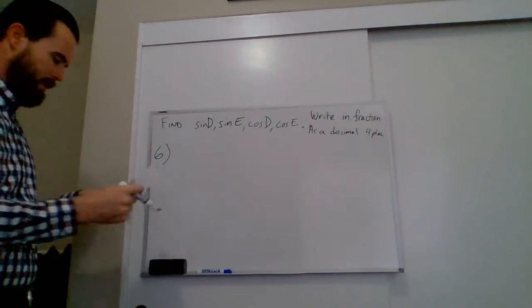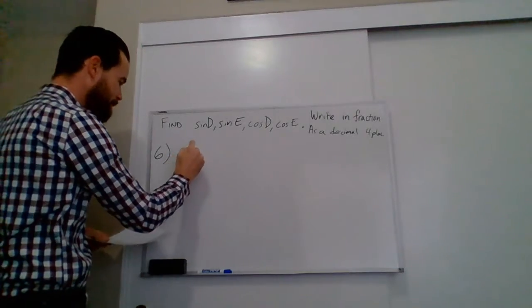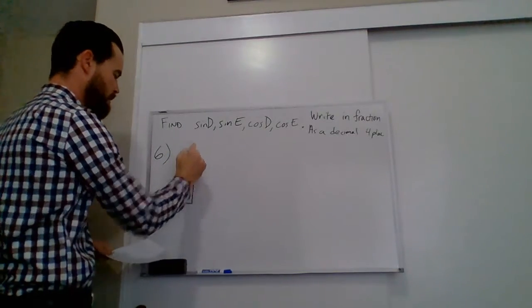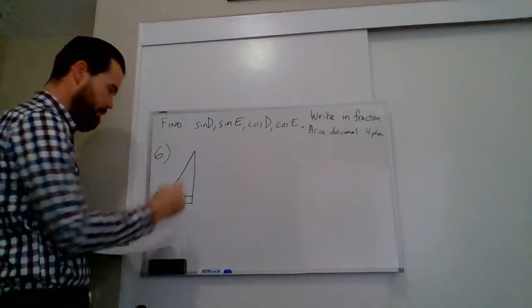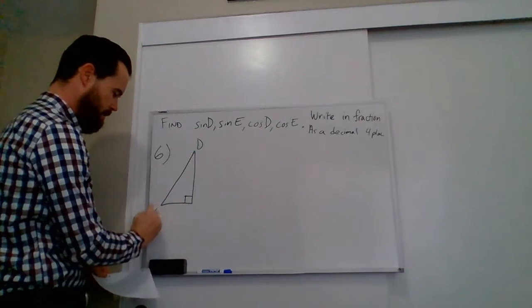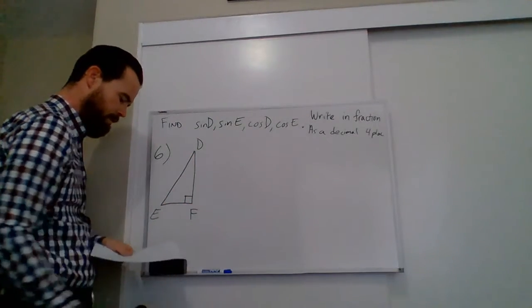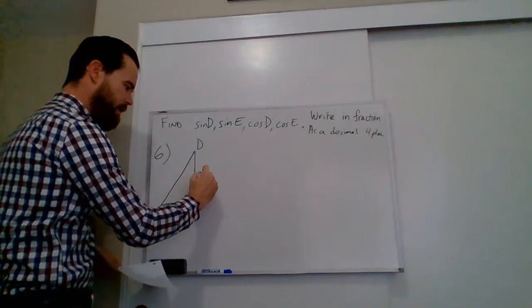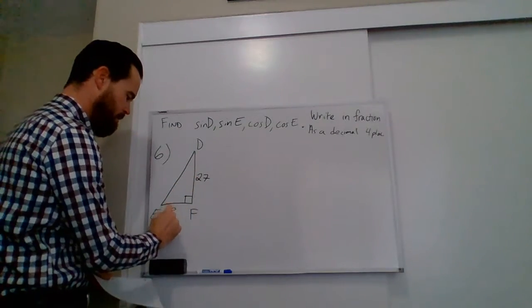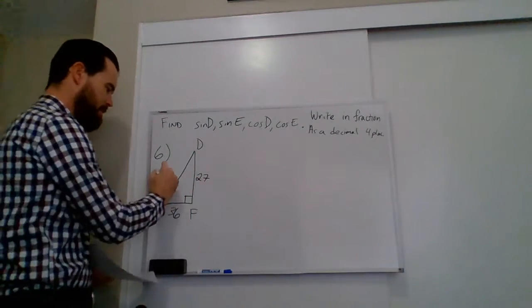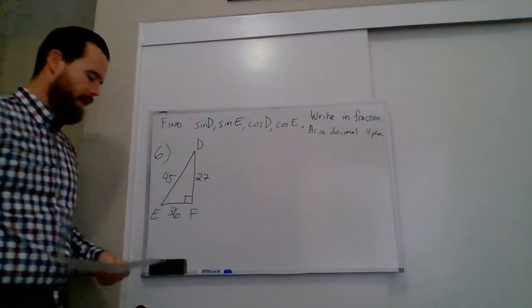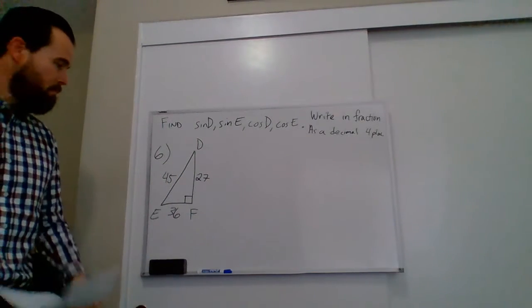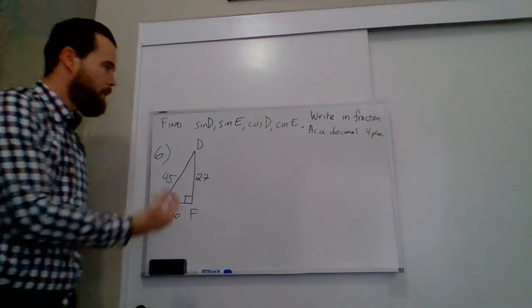So I have that triangle written down. I want to draw it correctly for you guys. So there's our triangle D, E, F. They give us side lengths of 27, 36, and 45. So let's dive right in.